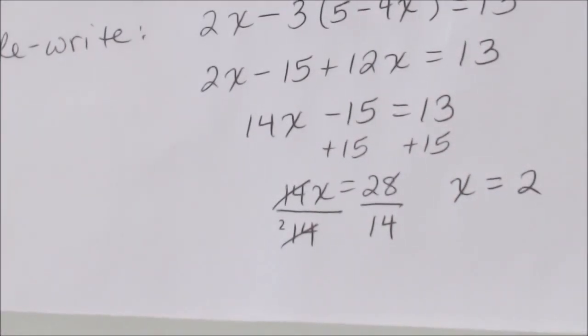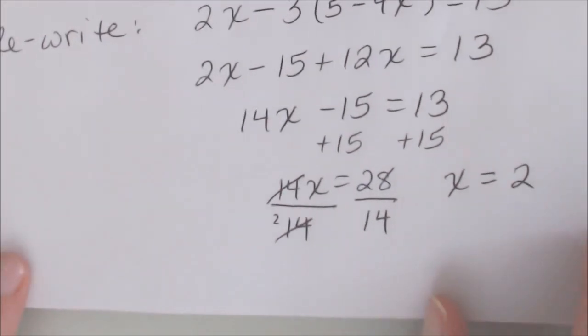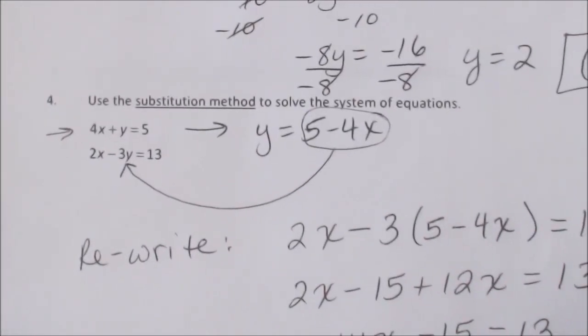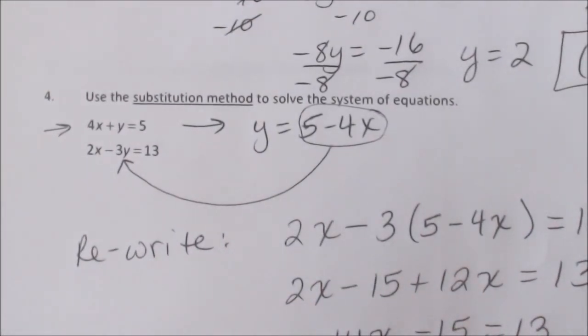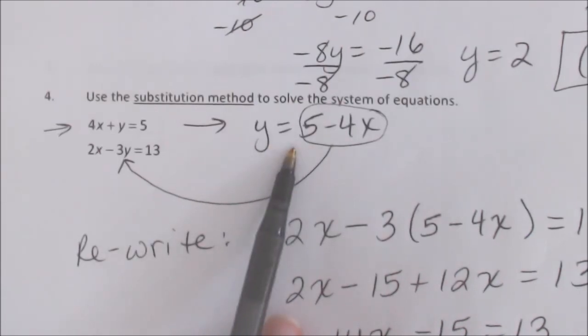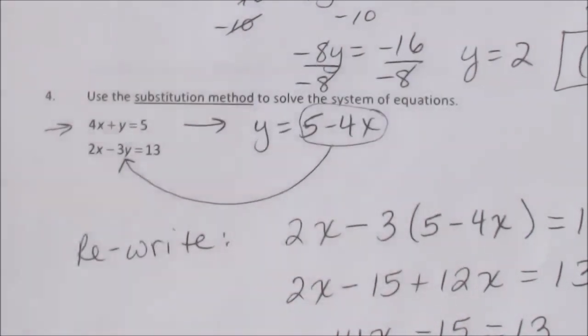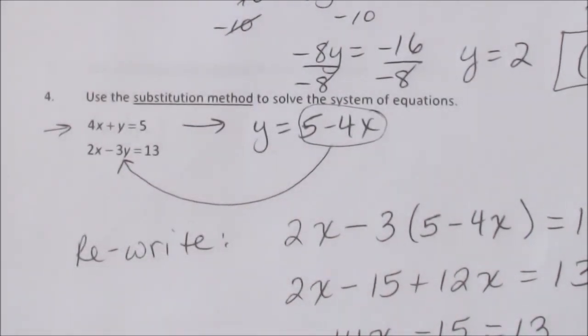Not quite done. I'm only halfway there. I've got to get the other coordinate. So I've solved for x. I need to go back and get the y value. So I'm going to plug that 2 into one of the original equations. It makes no difference which one you use. You can use the version that you rearranged if you want to, or you can use one of these original equations. You should get the same y value either way.